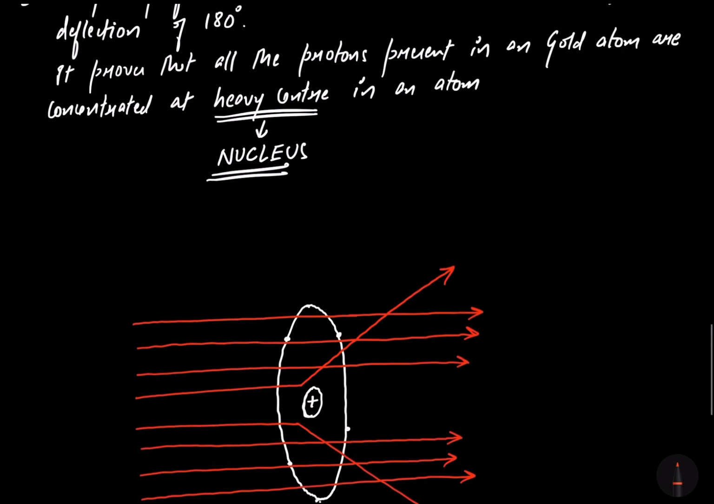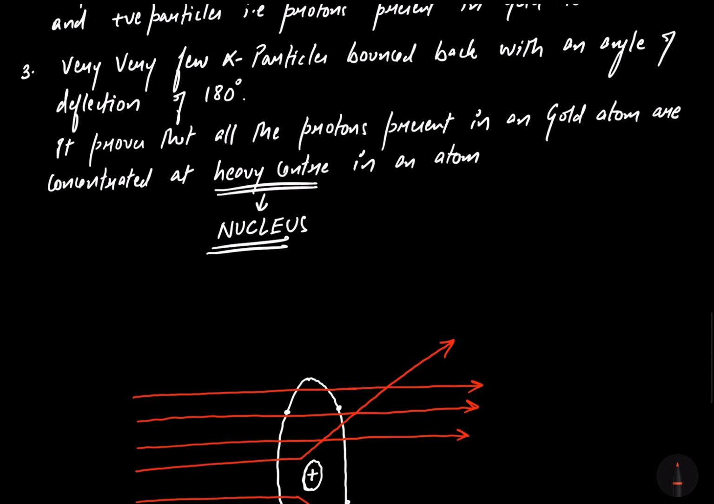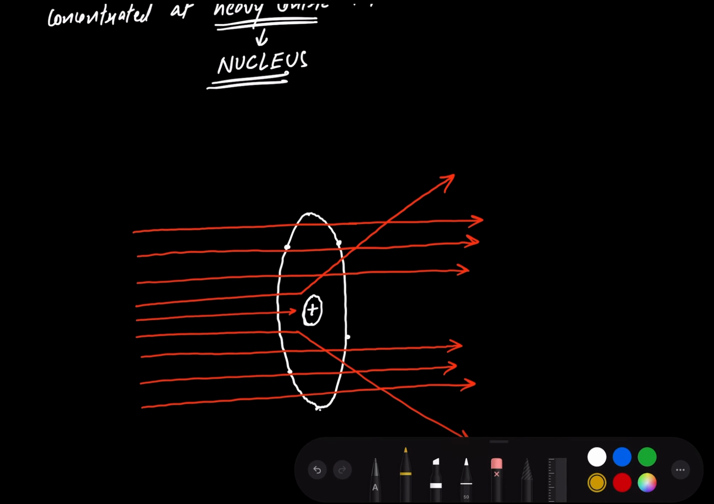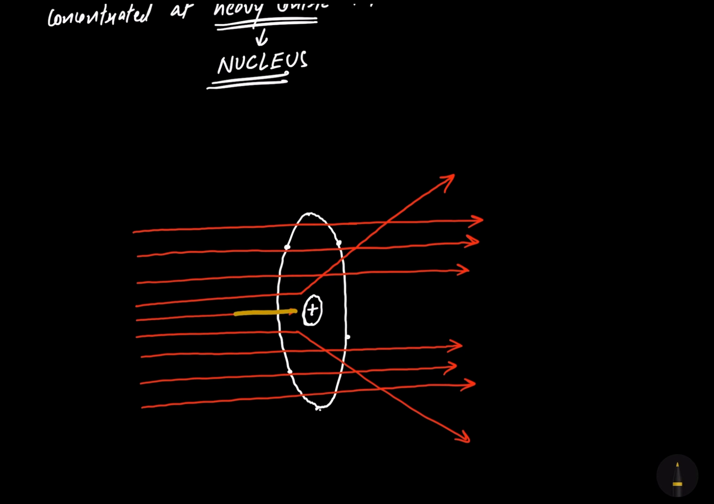Now let's talk about the third observation. Very few alpha particles bounced back with an angle of deflection of 180 degrees. This is the very most important observation. This is the alpha particle coming, and it's coming directly towards the nucleus. When it approaches near the nucleus, this alpha particle deflects back with an angle of deflection of 180 degrees.